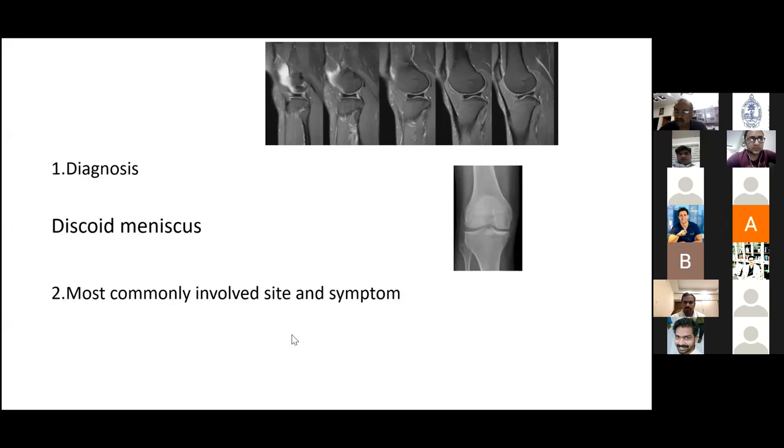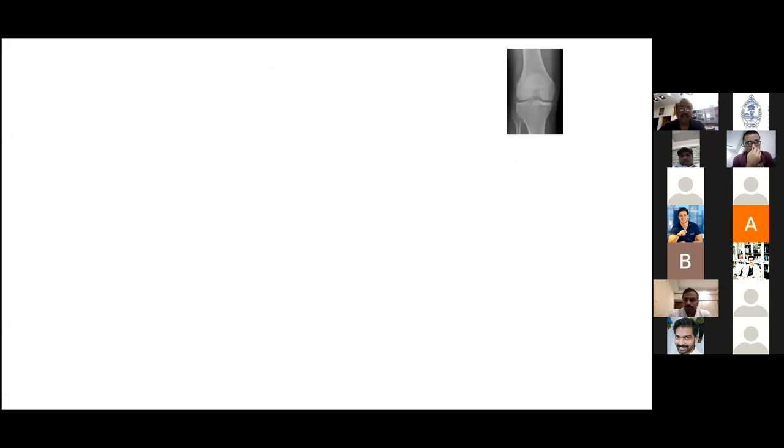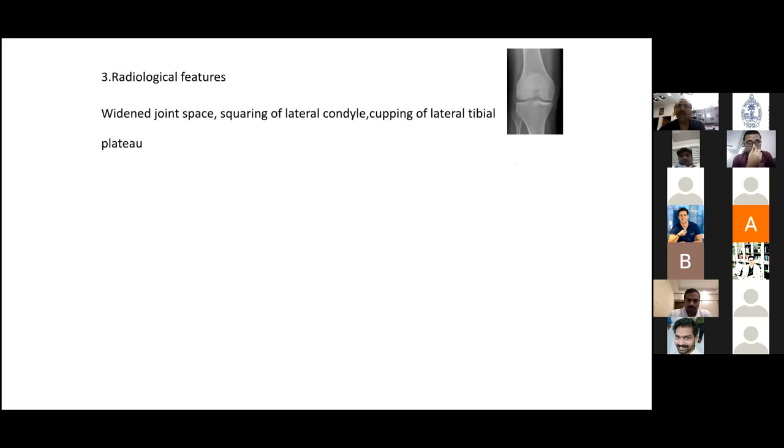No, sir. If the discoid meniscus is torn, then only you will go in for surgery. That means the knee is getting locked, or the McMurray test is positive, or it is symptomatic and painful. Just for the sounds, you don't operate on them. And mostly they are symptomatic. Radiological features on X-ray they have also put in.